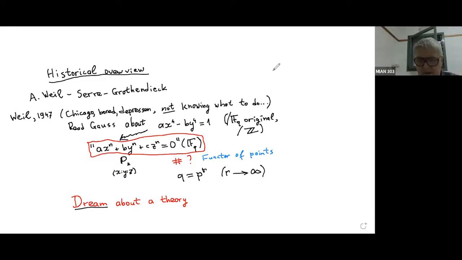Save, clear everything. So we discuss, I list the Weil conjectures. So it is Weil, published two years after his feeling bored and depressed. And the actors are as follows.